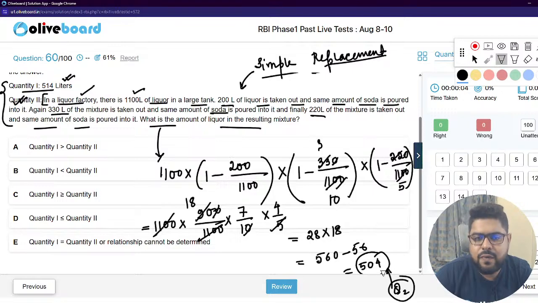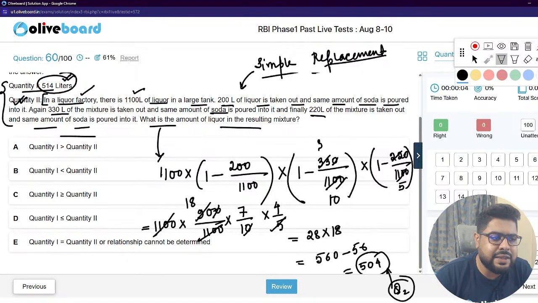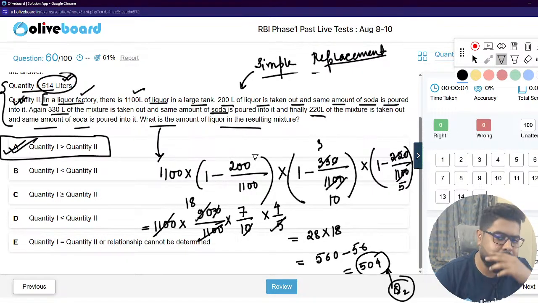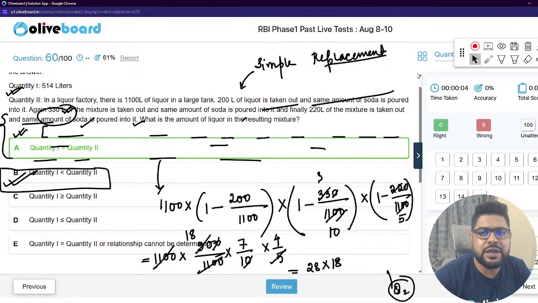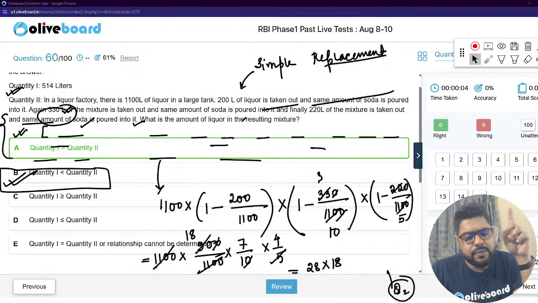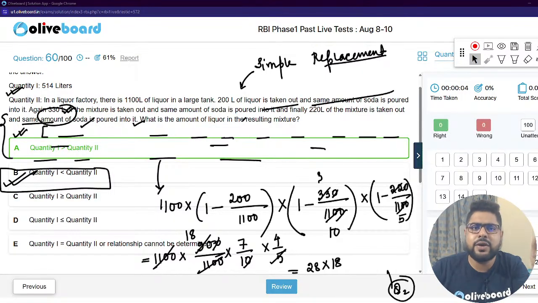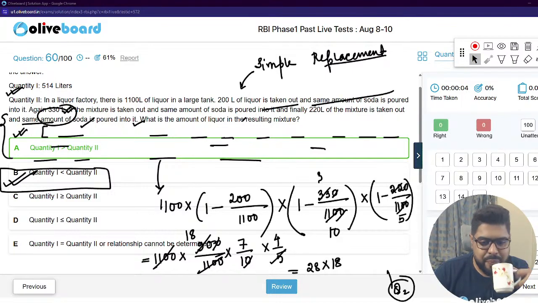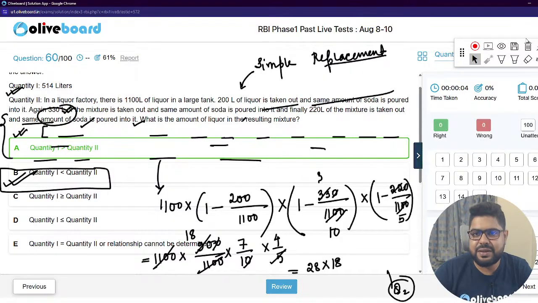Now they are asking which one is greater. So definitely quantity 1 is greater than quantity 2. So my answer will be option number 1. Now this is the best way to calculate. Again, if you want, you can definitely go with the normal calculation without using this particular formula. But I'll strongly suggest going with this. This makes way more sense. Clear? Everybody, I hope it is clear. Chalo, moving on.